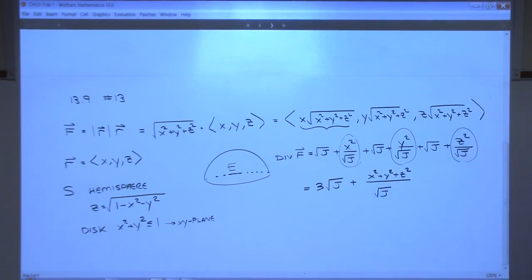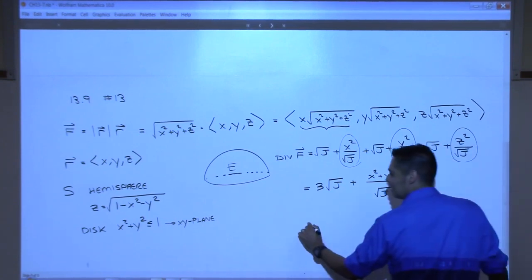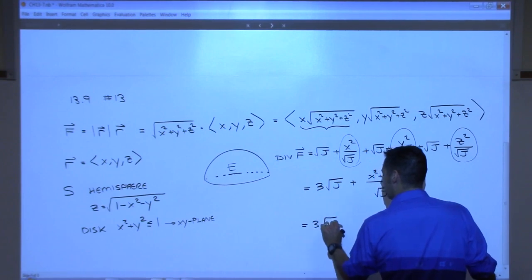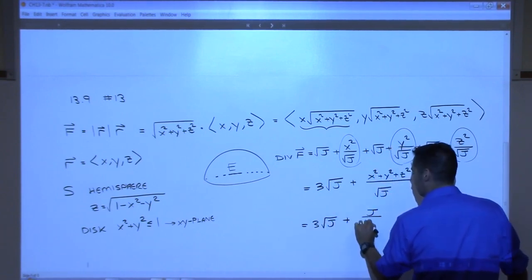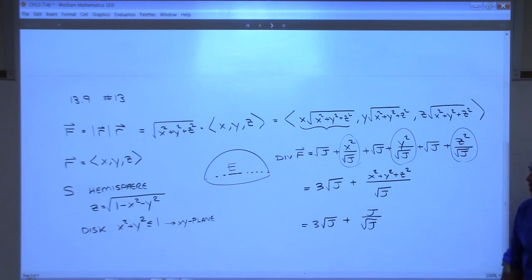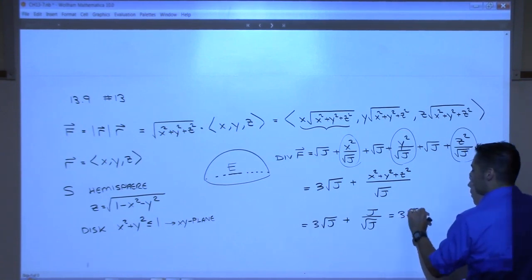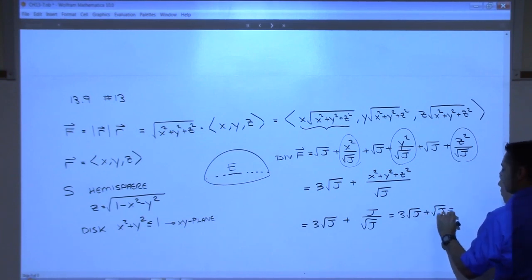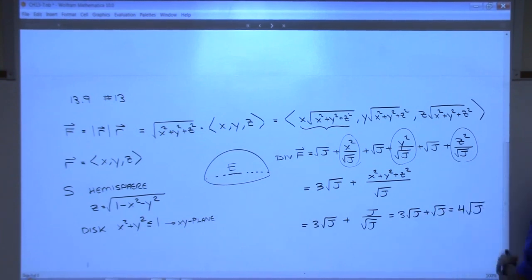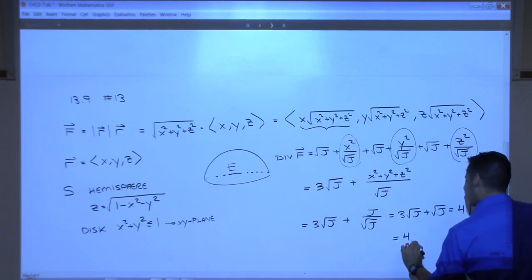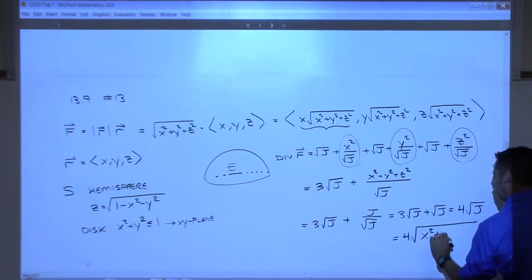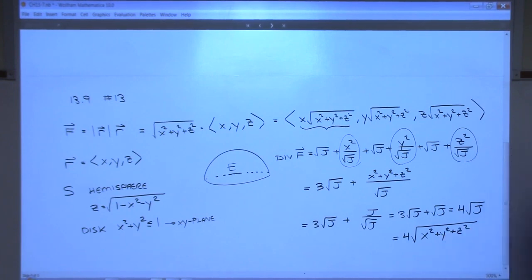But what is x squared plus y squared plus z squared? That is the junk. That is the junk, isn't it? Yeah? So I have 3 root junk plus junk over root junk. And what's junk over root junk? It's root junk, isn't it? So this is 3 root junk plus root junk, which is 4 root junk, which now I'll actually write in what it is. There it is.